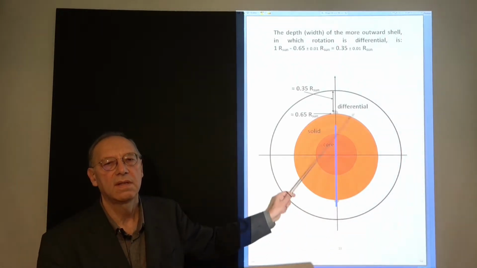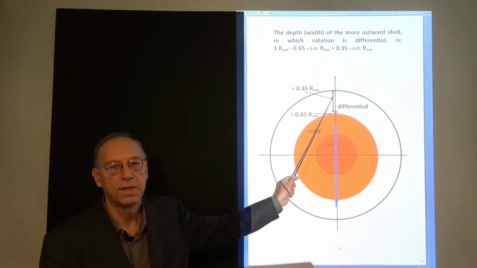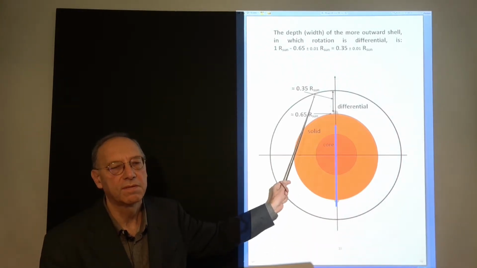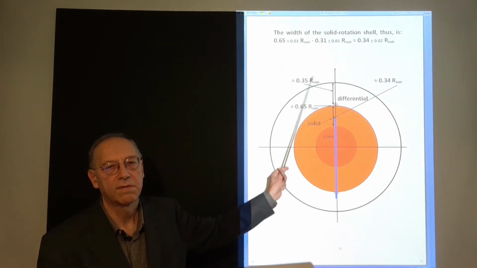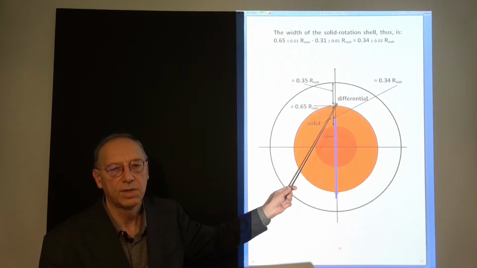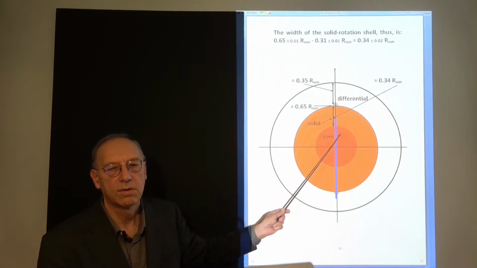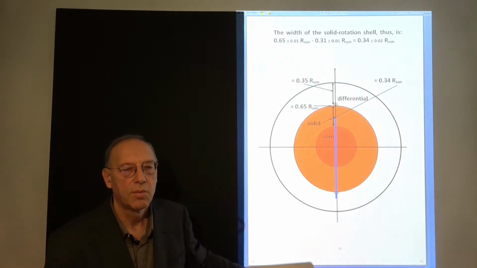We can find that the depth of the more outward differential rotation shell, its width, is 0.35 times the radius of the Sun. As well, we can infer the width of the solid rotation shell, which has got to be here in between the core and the differential rotation shell, 0.34 times the solar radius.